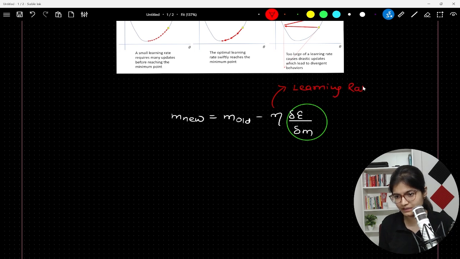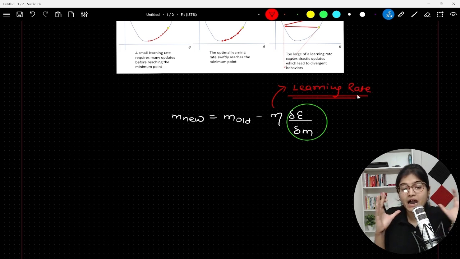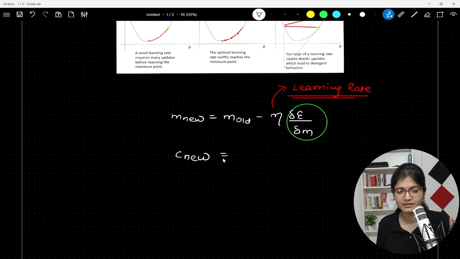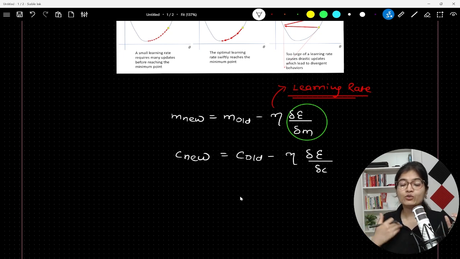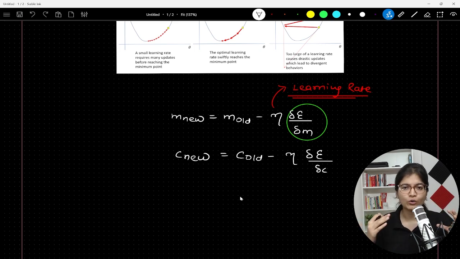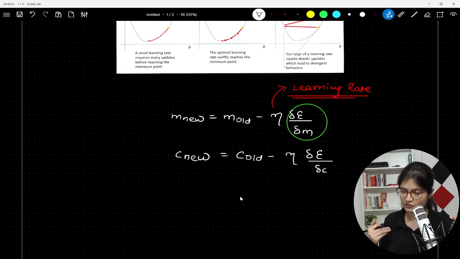This learning rate determines by how much quantity the value of M will be updated. That's why we multiply by the learning rate itself. Similarly, for the other weight C, which is the intercept of the best fit line, the new value equals the old value minus eta times the derivative of the error function with respect to C. This is how we update the weights. Even when we discuss deep learning concepts in future, you will observe that this is how the weights in a neural network are also updated.